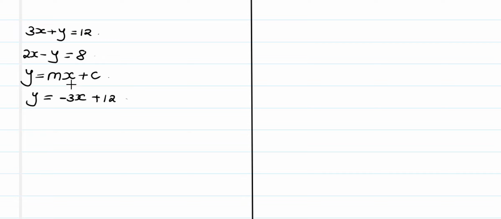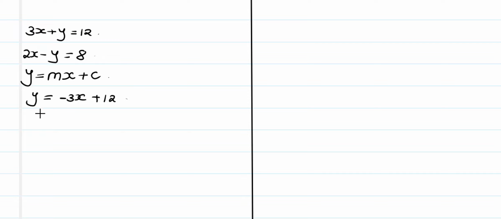And then when you check well, you realize the equation now starts with y, then goes to m, which is the gradient, negative 3, then follows x, then plus c, here it is 12, where this 12 is the y-intercept of the line. Then we go ahead and do the same to the second equation.